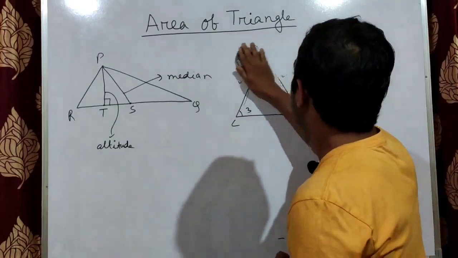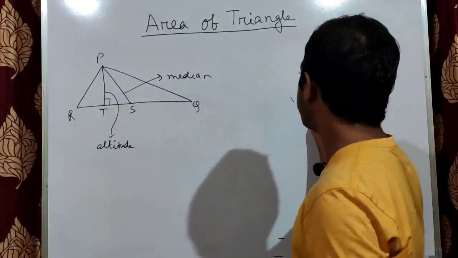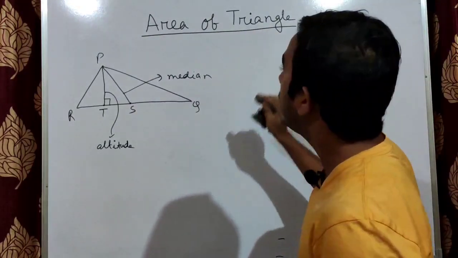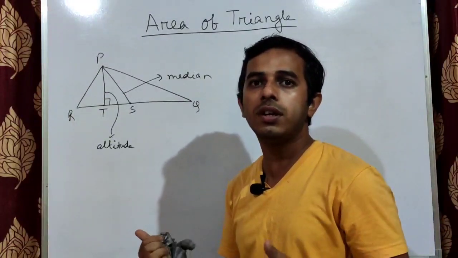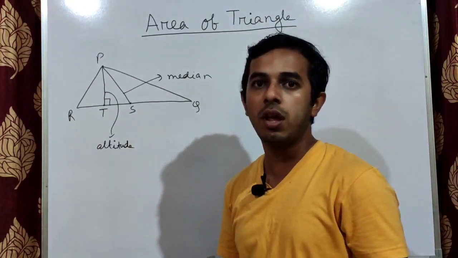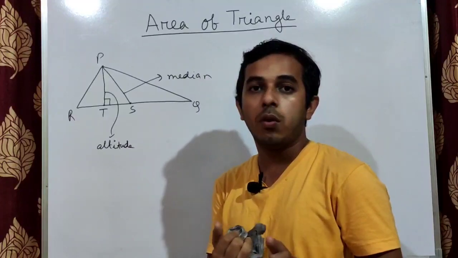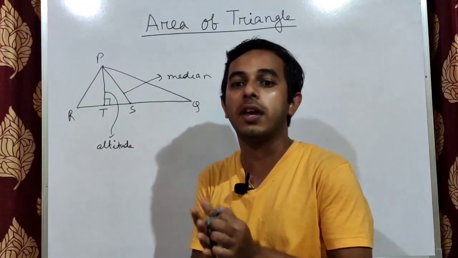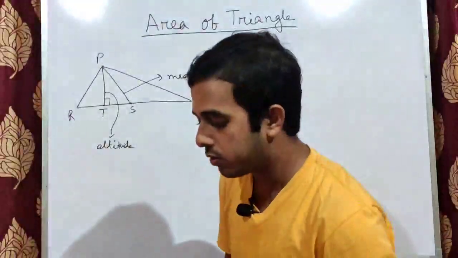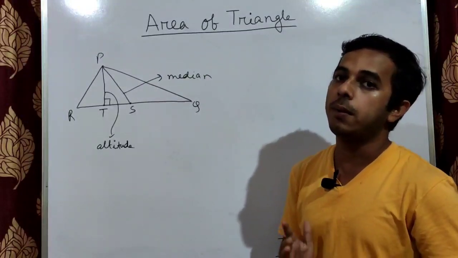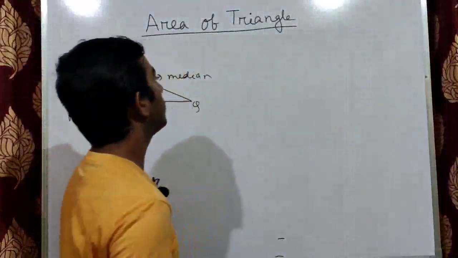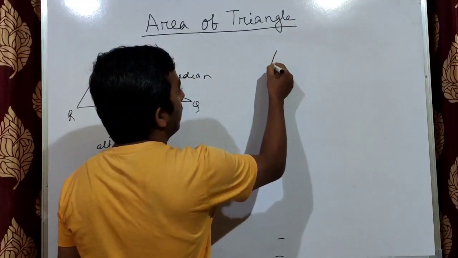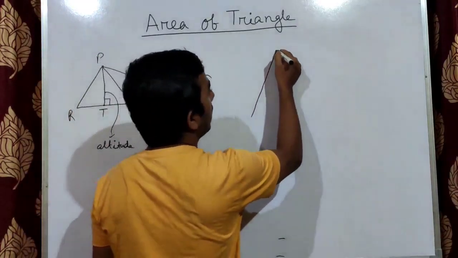So let us draw one parallelogram. After that, you will see how the area of a triangle comes. We know that the area of the triangle is half into base into altitude or height. Then we will see how this formula came. Clear? Okay. So first of all, let us draw one parallelogram. This is our required parallelogram.